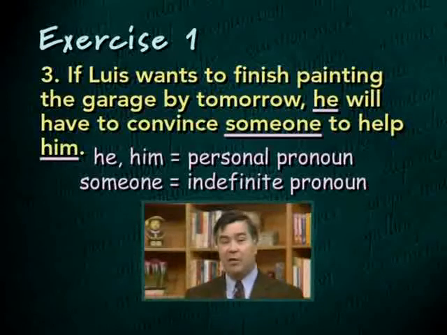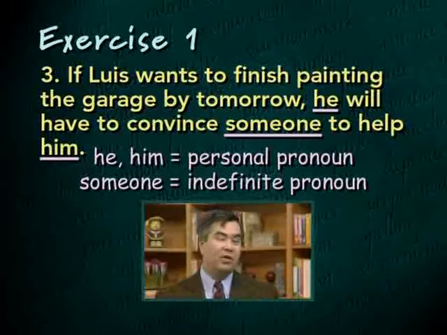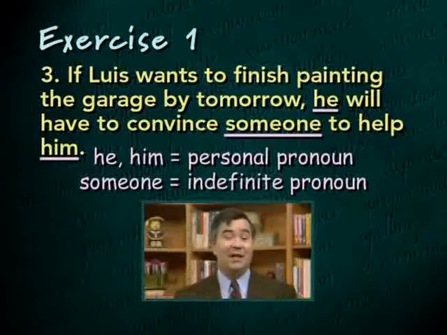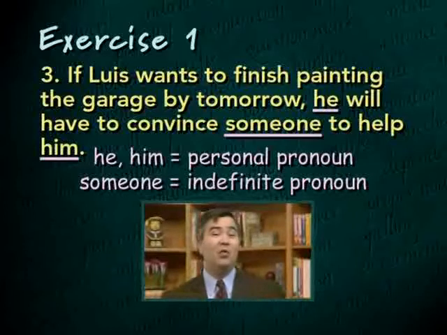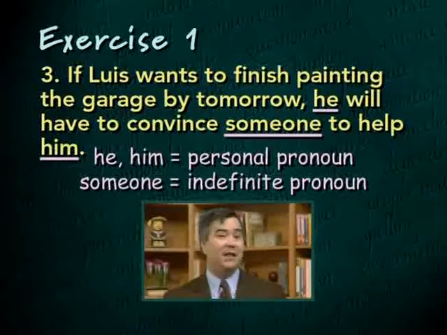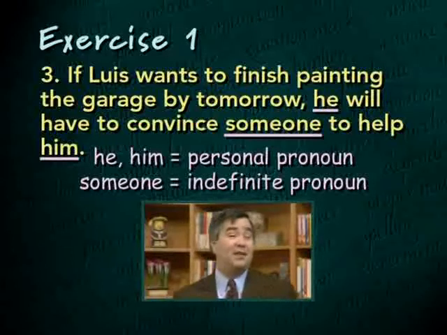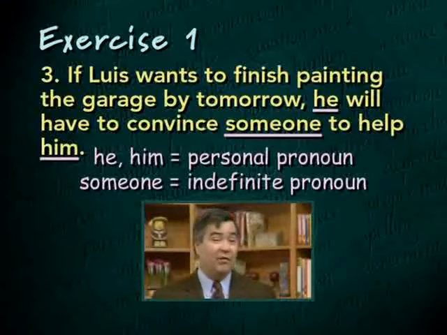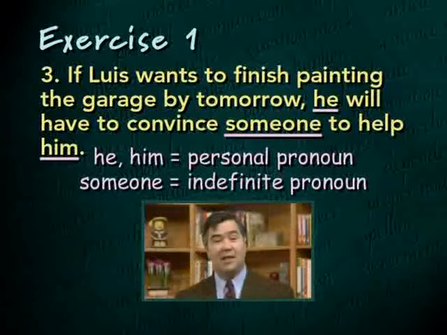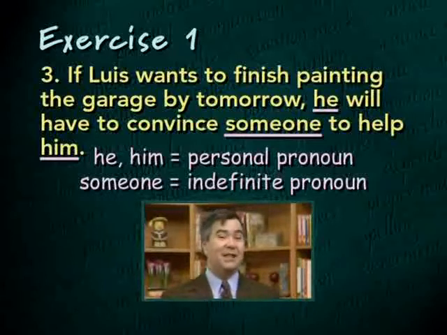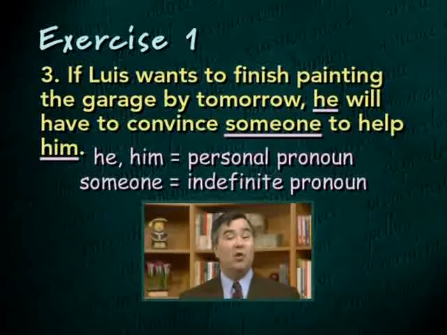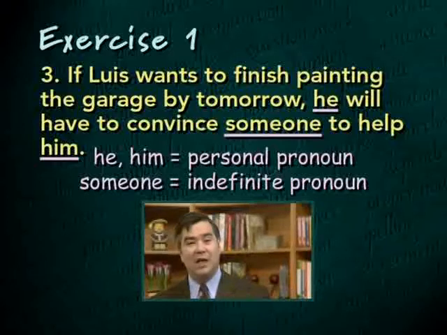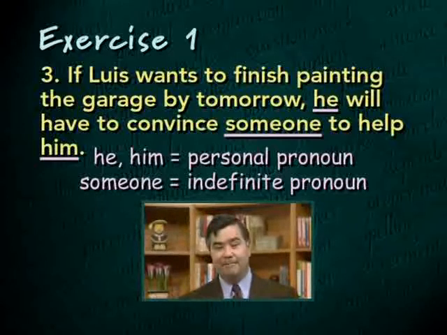Notice how the indefinite pronoun someone refers to a person that is not specified. It doesn't say in the sentence who is going to help Luis with painting the garage. Probably Luis doesn't even know. And so an indefinite pronoun is used to indicate that the person being referred to is indefinite, unspecified, or unknown. And that's a typical use of an indefinite pronoun.